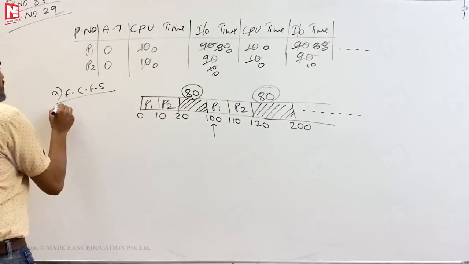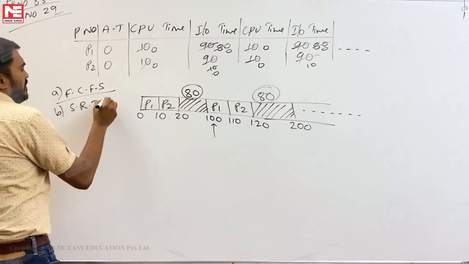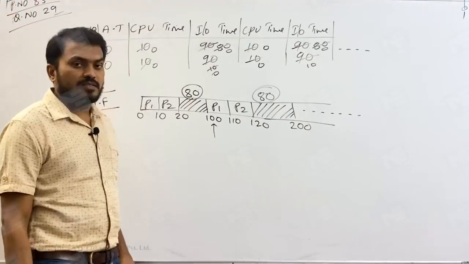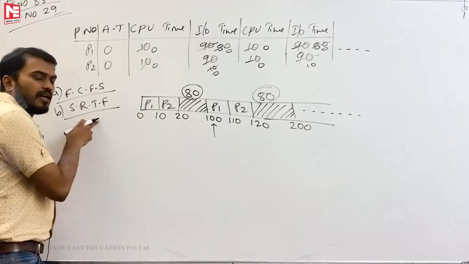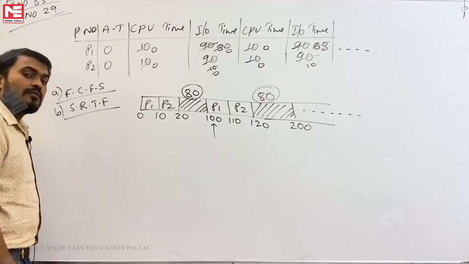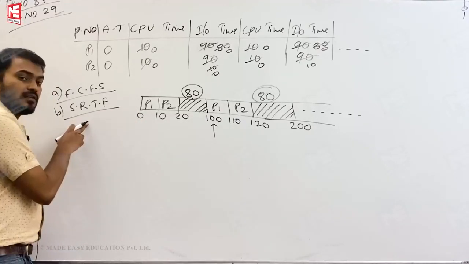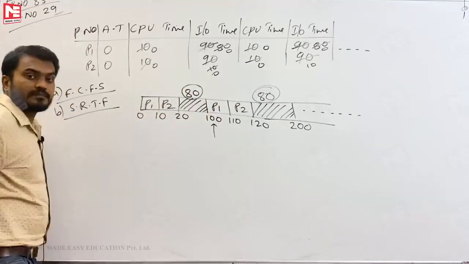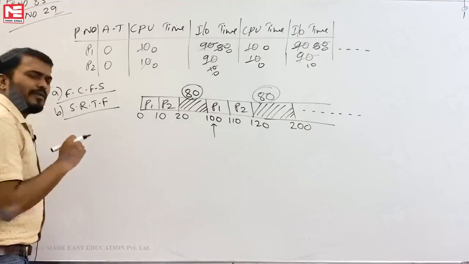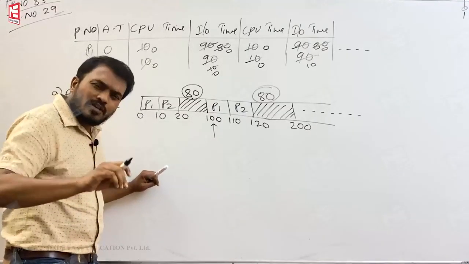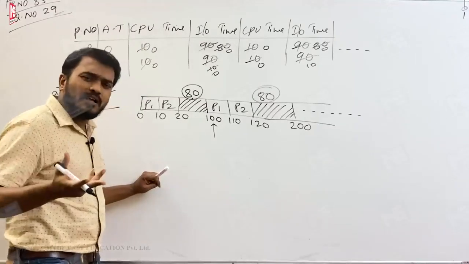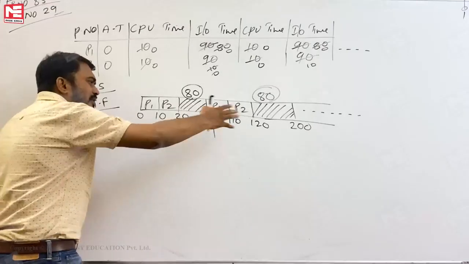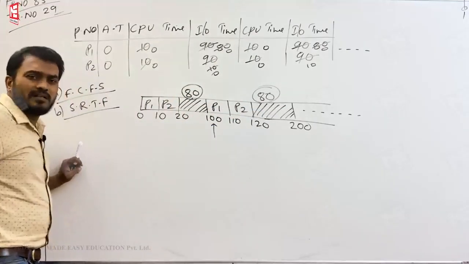Now think about option B. Option B is SRTF scheduling, shortest remaining time first. Now tell me, if I take the SRTF algorithm and make the Gantt chart, how will it look? Remember, it looks exactly the same. Remember, when will SRTF make a difference? If one has a short burst time and another has a long burst time, then there is a difference, right? Both have the same CPU time, so where will the difference come from? Okay, the same thing will continue, exactly the same, no change at all.